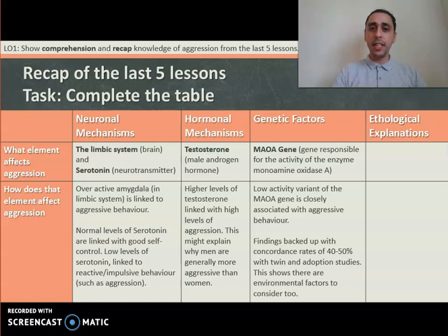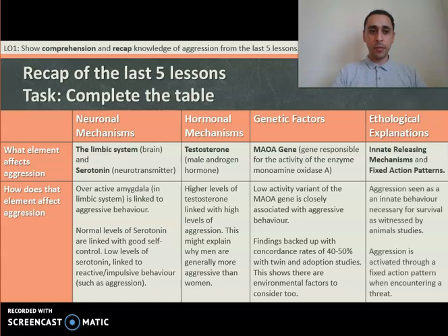And then last lesson we had a look at the ethological explanations through animal studies. Innate releasing mechanisms and fixed action patterns. And how does that affect us? Well, aggression is seen as an innate behavior necessary for survival, as witnessed by animal studies. So this was done through animal studies and it understood aggression in terms of survival with the animals. Next lesson, we have a look at evolutionary responses to aggression, which understands aggression in terms of survival, but through human research. Aggression is activated through a fixed action pattern when encountering a threat.